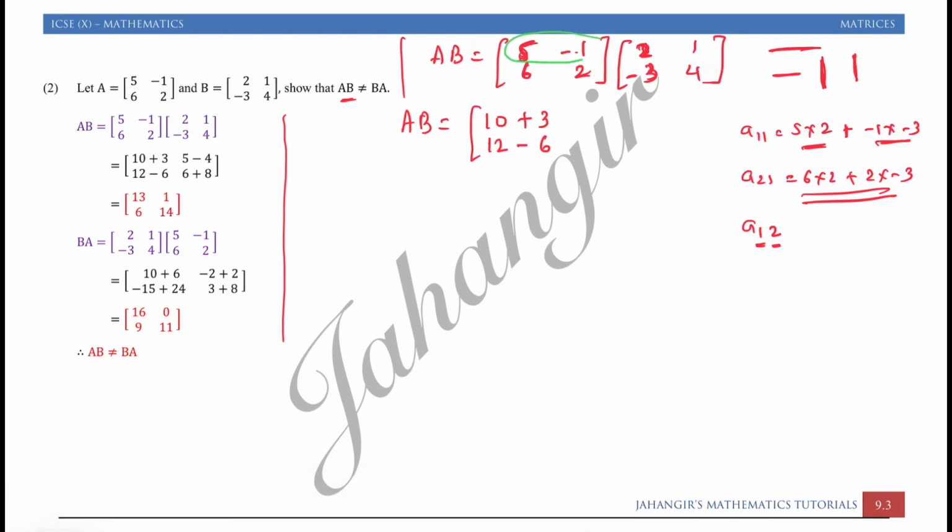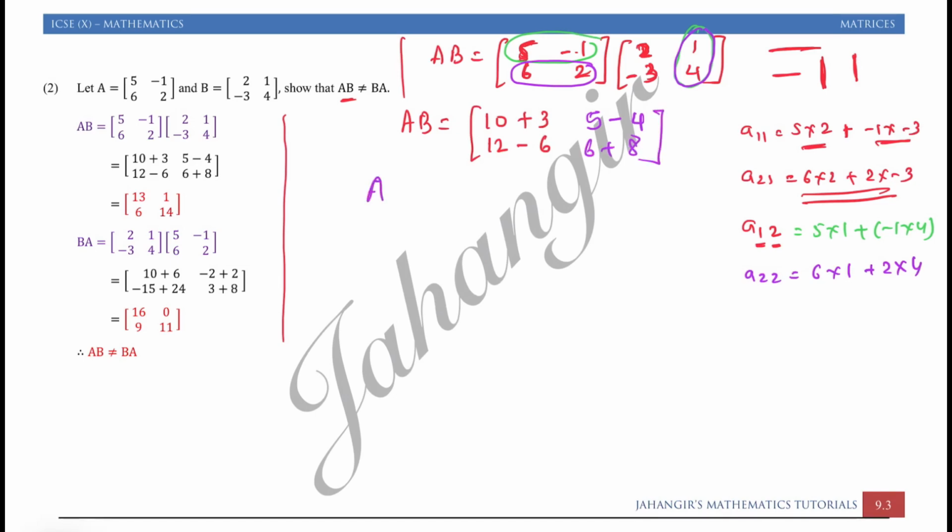This is first row. Now with second column. So what I will get? 5 into 1 plus minus 1 into 4. So I will get 5 minus 4. Now second row, second column. Second row, second column is 6 into 1 plus 2 into 4. So 6 plus 2 into 4 is 8.